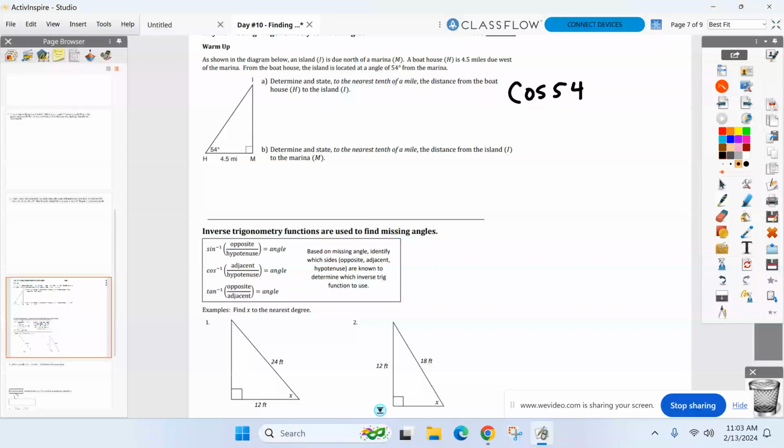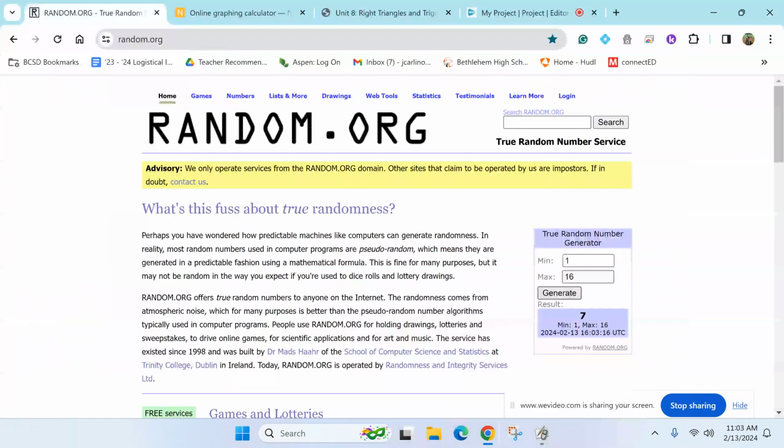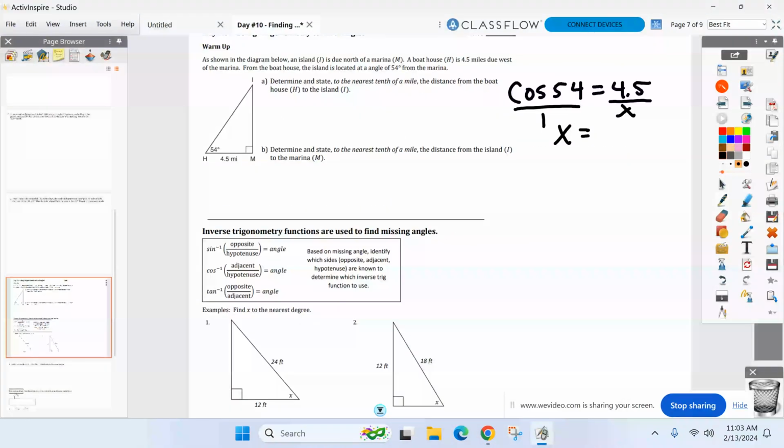Cosine 54 is equal to 4.5 over x. Hopefully, everybody put that over 1, cross multiplied. Now I'll take the answer, rounded to the nearest tenth of a mile. Nearest tenth. Amy? 7.7. Too bad it wasn't to the nearest whole number, huh, kids? Sorry. All right, so yes, 7.7.